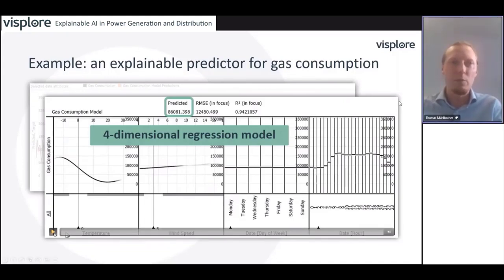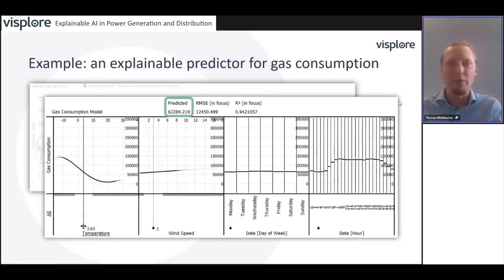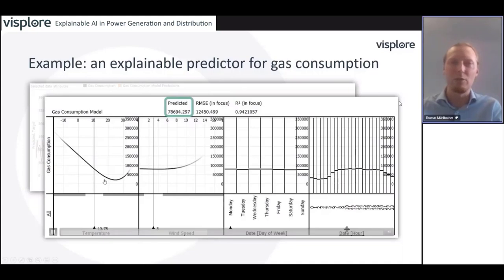And also, with such a tool, you can do a what-if analysis. For example, if I change the temperature here from 0 degrees to around 10 degrees, how does it depend on the other factors then? For example, you see that the daily profile is less pronounced in this case. Or what if the time was different? And so on. You see how the model changes.